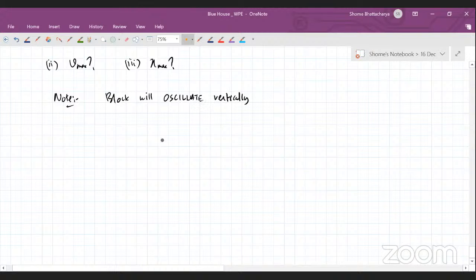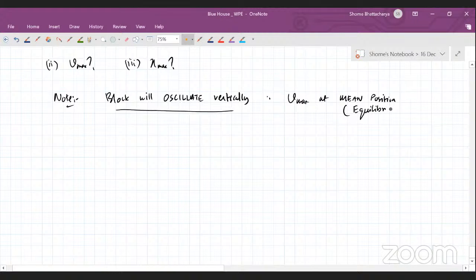Okay, so what will happen is that it will have maximum speed at the mean position. Mean position is also what we call the equilibrium position. So I'll explain, just give me a bit of time.